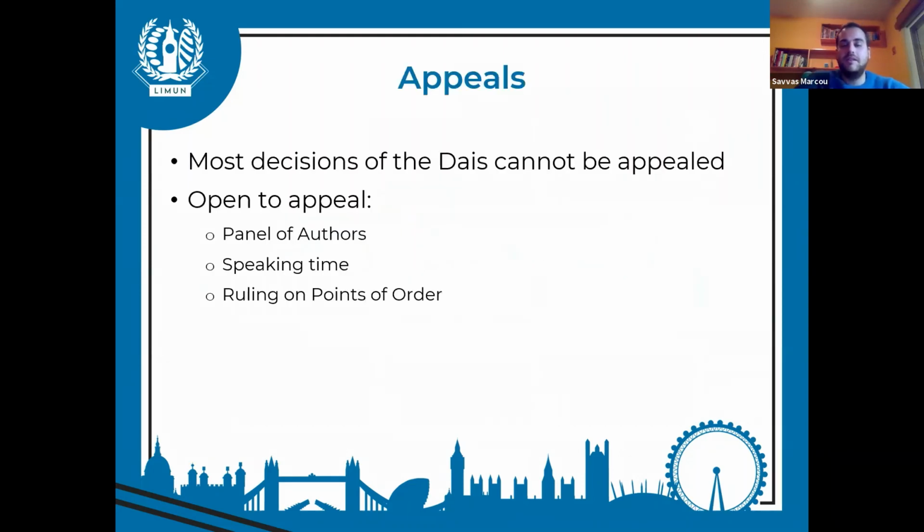So the first thing we will discuss in this final section will be the question of appeals. So there is a limited scope to appeal some decisions by the chair under the Lyman RoP, but delegates should note that most decisions of the dais cannot be appealed. The few things that are open to appeal are the decision of the chair, whether to grant a panel of authors or not, the decision of the chair to set the speaking time on the general speakers list, and the chair's ruling on the points of order. That is, when a delegate feels that improper parliamentary procedure has been used. All other decisions of the chairs will not be open to appeal.